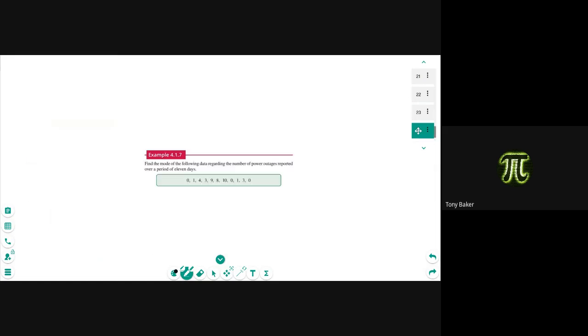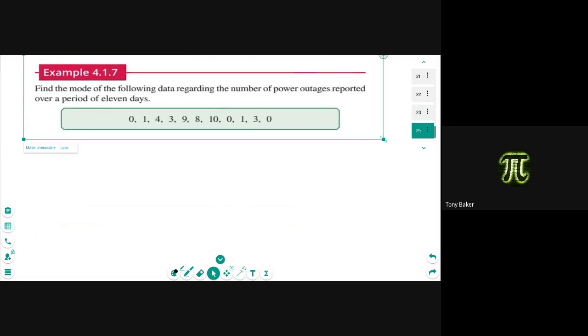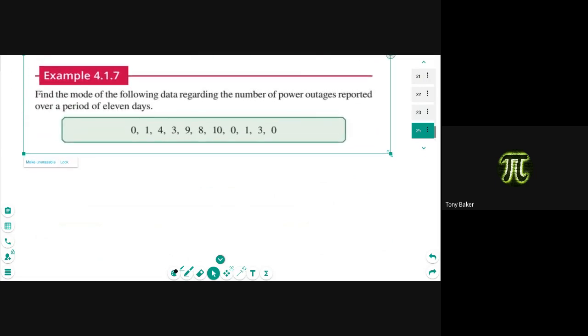All right. The last of the 3: mode. What is mode? Yes, mode is the most common. So what's the mode of this one? Mode is 0.